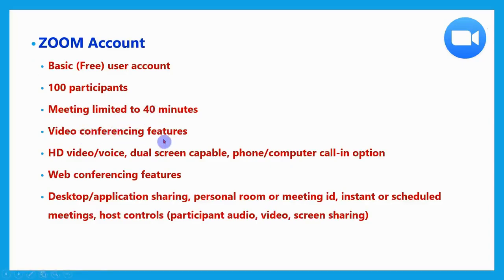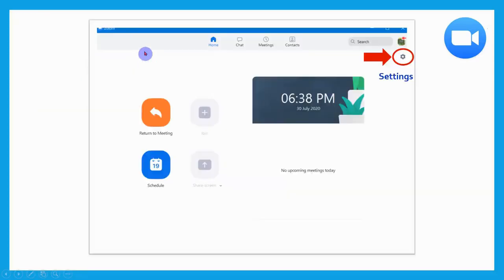And many video conferencing features are enabled like HD video and voice, dual screen capable, phone and computer call an option, and web conferencing features like desktop application sharing, personal room or meeting ID, scheduled meeting, and the host control. That is, a participant's audio, video, screen sharing can be controlled by the host. These are the features that are available in the basic Zoom account.